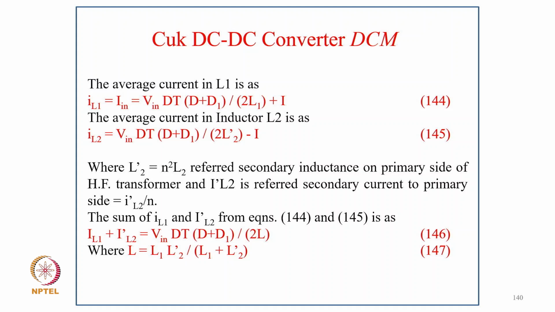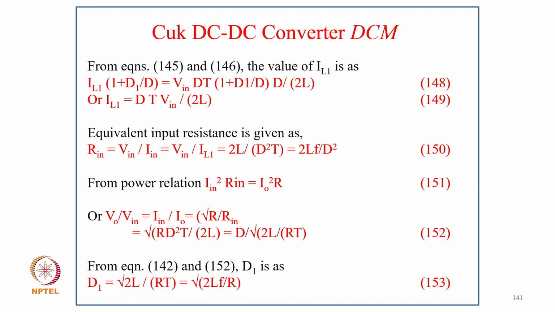The sum of IL1 and IL2 dash from these is IL1 plus IL2 dash equal to VIN DT upon (D plus D1) by 2L, where L equal to L1 L2 dash divided by L1 plus L2 dash. From these equations, the value of IL1 (1 plus D1 upon D) equal to VIN DT (1 plus D1 upon D) into D upon 2L, or IL1 equal to D T VIN upon 2L. The equivalent input resistance is RIN equal to VIN upon IIN, or equal to VIN upon IL1, or equal to 2L upon D square T, equal to 2L F upon D square.